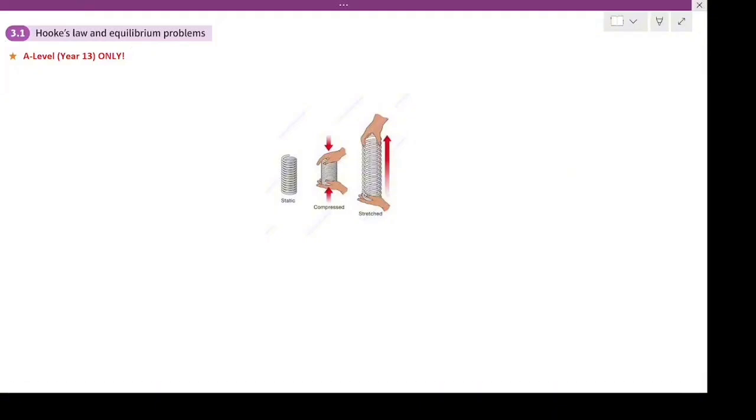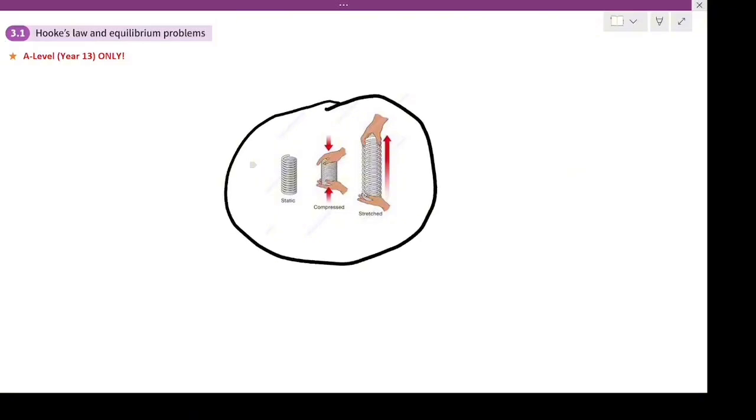As the chapter suggests, we're going to be looking at strings and springs. Strings and springs are effectively the same thing. They work in the same way and use the same formulas, so we can use them interchangeably. What we're going to be looking at is when we compress, so condense or shorten them, or when we stretch them, so extend them. As you can see in this little picture, that's very simply what we're looking at.